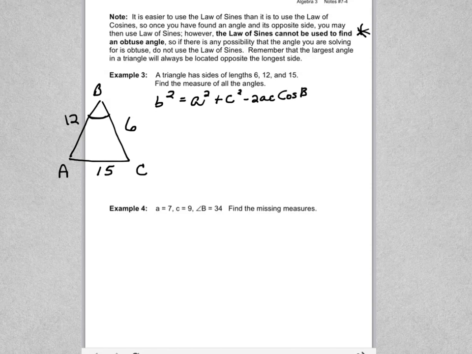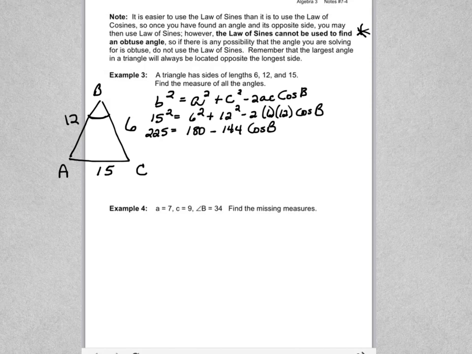So 15 squared is going to be, A squared was 6, so that's 6 squared plus 12 squared minus 2 times 6 times 12 times cosine of B. Just putting it in that formula, putting everything that we know, and so the only thing we don't know is B. All right, so 225 is equal to 36 plus 144, so that's going to be 180, minus 12 times 12 is 144, cosine B.